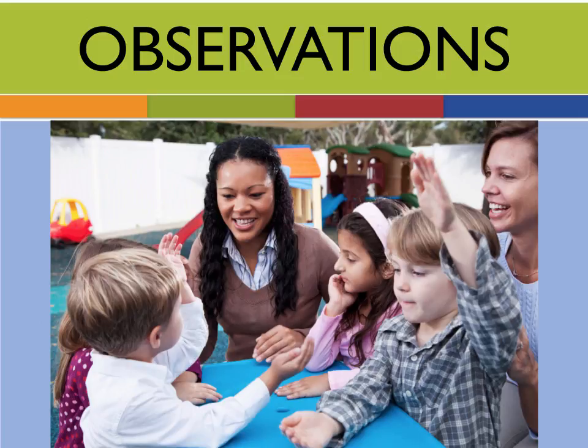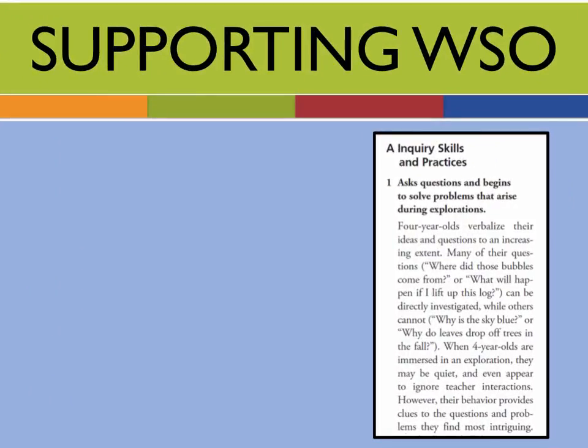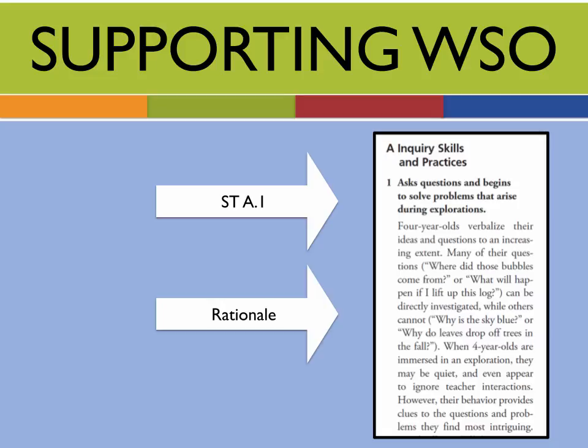Refining your observation skills is also a key factor for collecting more accurate evidence. Ask questions such as, "What do I already know about this child?" or "What do I want to learn?" Be specific. For example, you want to collect evidence about the child's knowledge of scientific thinking A.1. Asks questions and begins to solve problems that arise during explorations. Review the rationale.